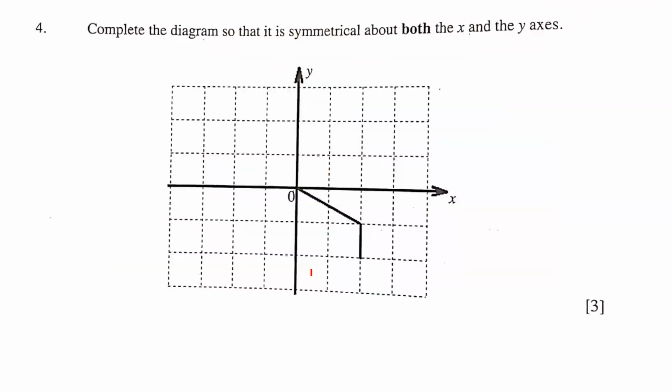Okay, let's consider question number 4. Question number 4 says, complete the diagram so that it is symmetrical about both the x and the y axes. And so what happens here is we have the y-axis, which is the vertical one, and we have the x-axis, which is the horizontal one, and we have this figure that we have to make symmetrical about both the y and the x-axis. And so what we're going to do is consider this diagram.